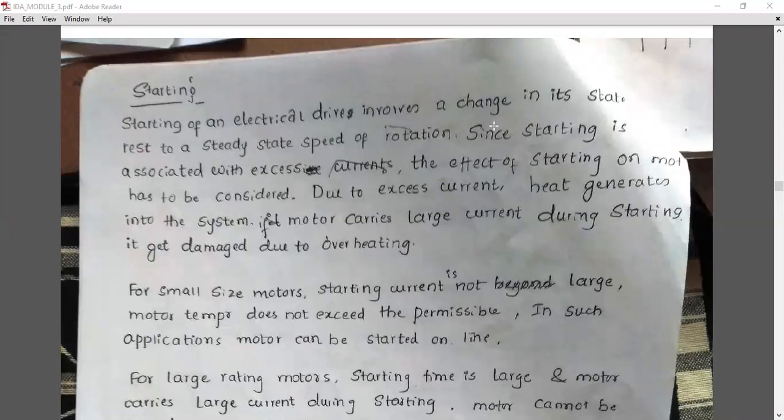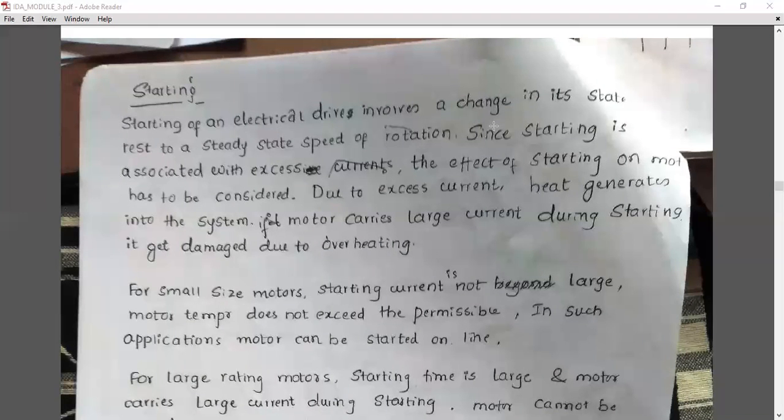Yes, in the previous video, we started the third module, that is the induction motor drives. After that, as per our syllabus, we are going through the notes. After the effect of unbalanced supply on motor performance, which we have studied, we have the starting.